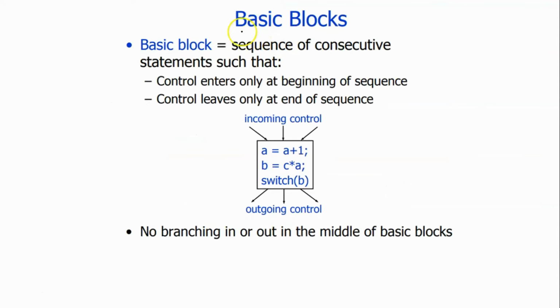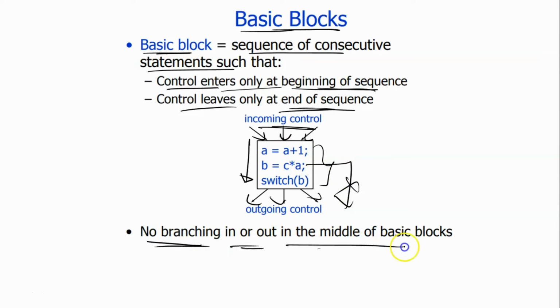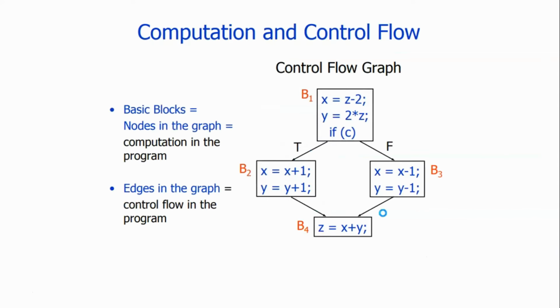Anyway, let's see basic block. What is a basic block? You already know: a sequence of consecutive statements such that there is an entry at the beginning of the sequence and you leave from the end of the sequence. You can have multiple incoming edges and multiple outgoing edges. So this is your basic block. In the basic block, the instructions will definitely execute in a sequential manner. There is no branching in and out in the middle of the basic block. Neither can you come in nor can you go out in the middle.